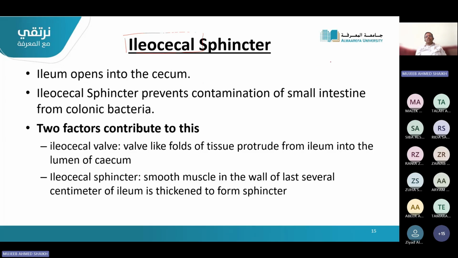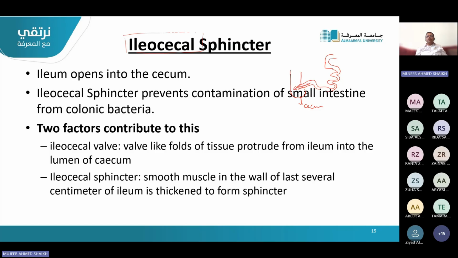If you remember the structure of the GIT, from the duodenum, three parts, and the ileum, and then it reaches the large intestine. Before the large intestine starts, it will open into a pouch-like structure here in the ascending colon. This one is the cecum. This area is called the ileocecal sphincter, which will allow the movement in one direction.